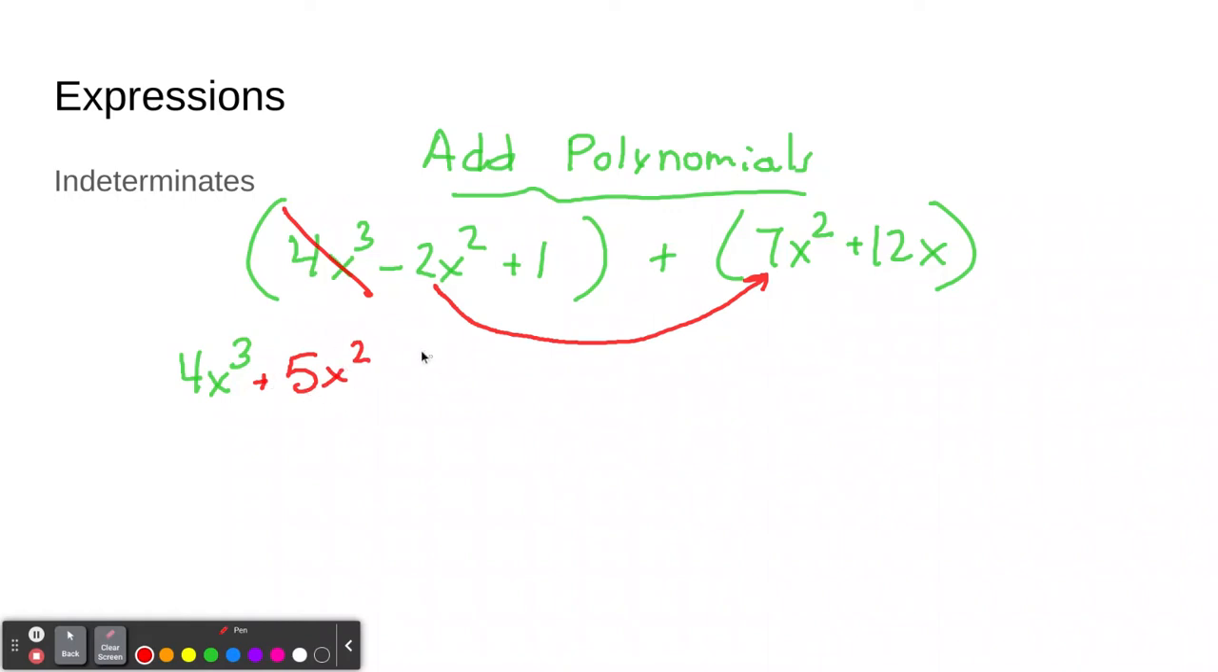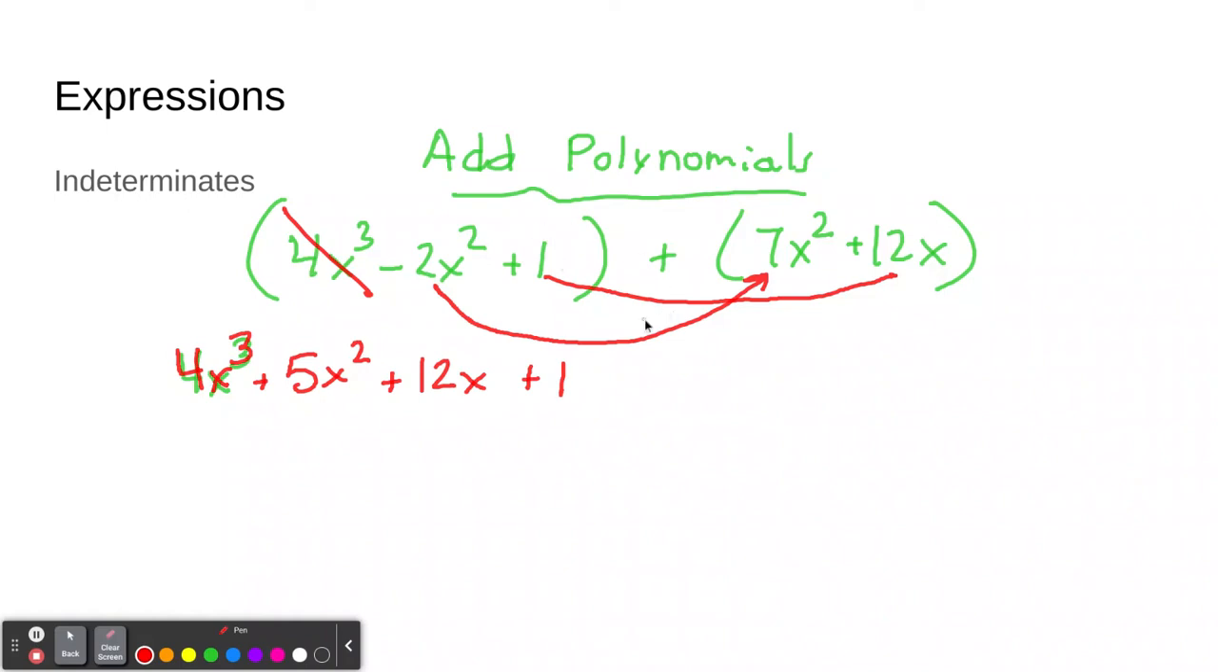Making a little Christmas color there. And then we have a 1 and a 12x. We can't combine that at all. But we can bring the 12x down, and we can bring the 1 down. And that's what we have. So again, if we want to make this all red, there we go. 4x cubed plus 5x squared plus 12x plus 1 is when we add that.